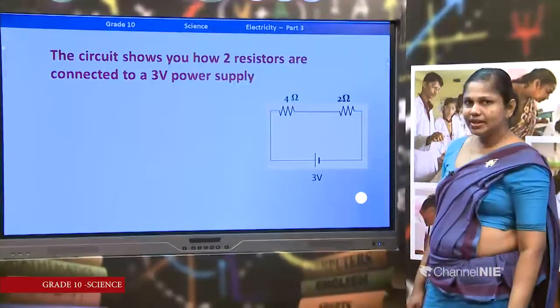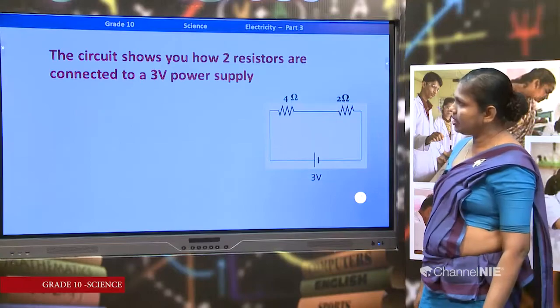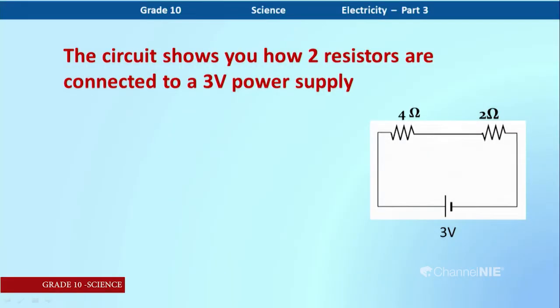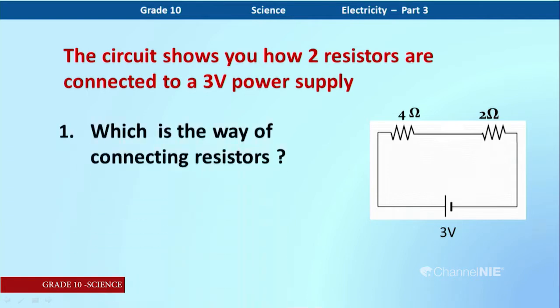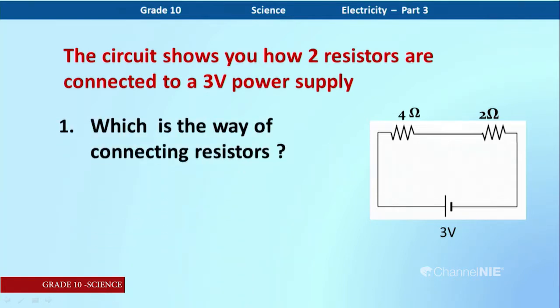Here, look at this circuit, children. Here, two resistors are given. Two resistors are connected into a power supply of 3 volt. Okay. Now, look at the question. Which is the way of connecting resistors here? Which is the way, children? Series. This is the series combination.